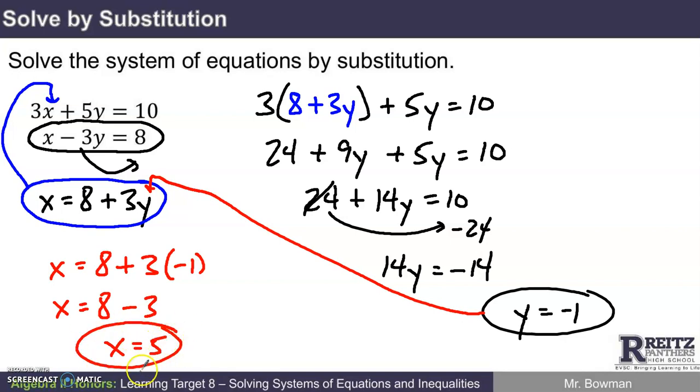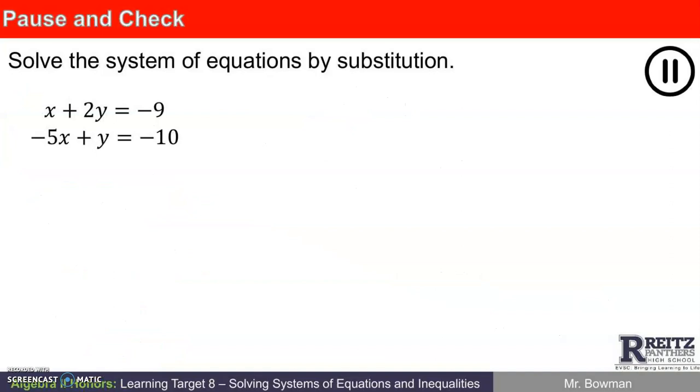So what's my ordered pair? What ordered pair solves this? No, it's not negative 1, 5. X before Y, it's 5, negative 1. Sometimes I'll see students mix the order of that up if they found them in backwards order. Make sure you get X and then Y. Alright, you know the drill. This one's for you. Pause the video, see if you can solve this by substitution, and then check back.